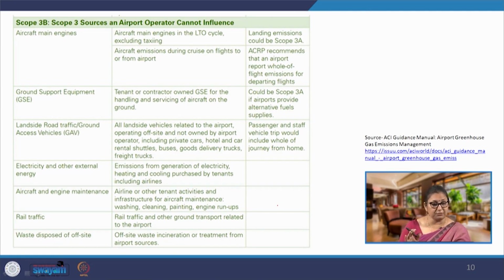For example, if we are looking at scope 3, then the LTO cycle. The LTO cycle is partly influenced by the airport because it is influenced by the design, and partly it is not influenced by the airport as it is dependent upon the efficiency of the engine of the aircraft. So, we will see that sometimes some are falling in scope 1 and some in scope 3, but this is how different scopes are defined for airports.